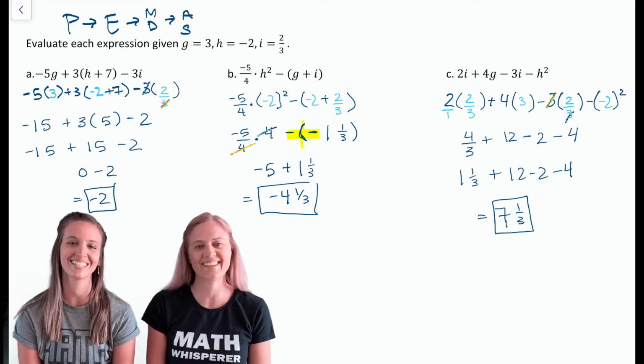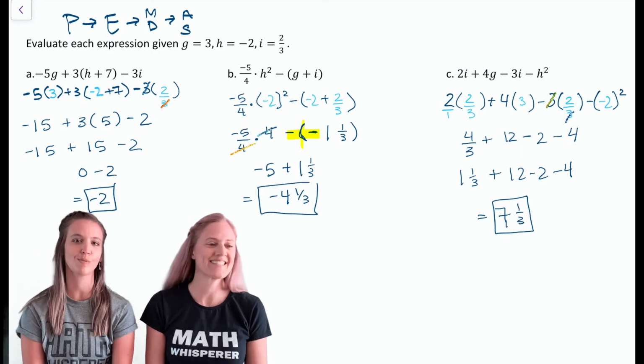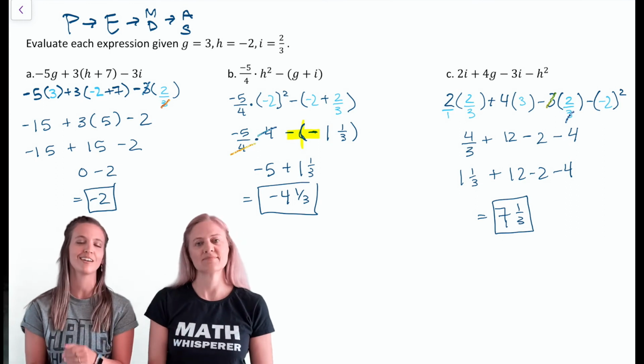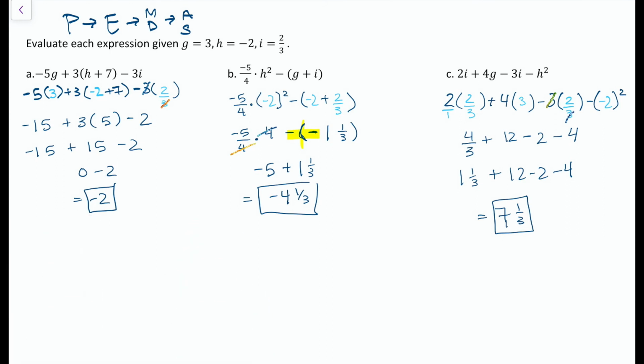All right, let's check the lesson opener and see how you did. Evaluate the expression given g equals 3, h equals -2, and i equals 2/3.